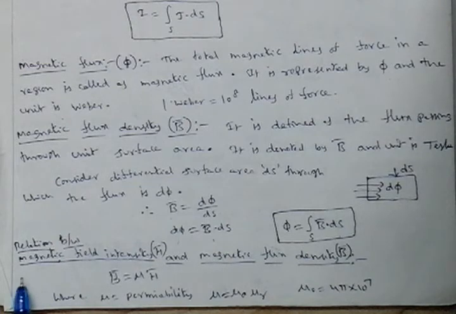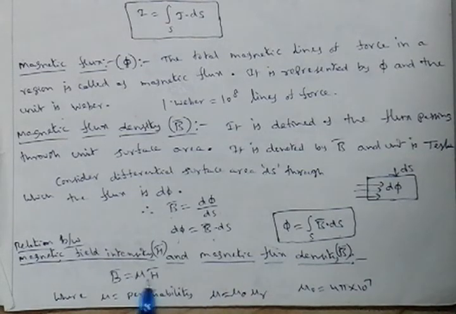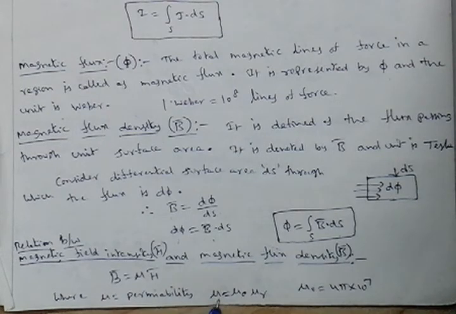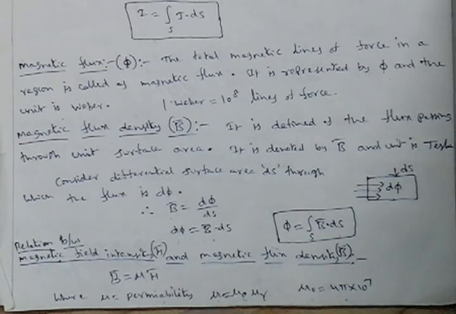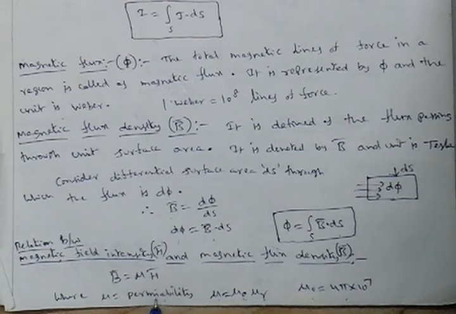Now let's see the relation between the magnetic field intensity H bar and the magnetic flux density B bar. B bar is equal to mu into H bar, where mu is called the permeability of the medium. Mu is equal to mu naught into mu r, where mu naught is equal to 4 pi into 10 power minus 7. Mu naught is called absolute permeability. Mu r is called relative permeability.